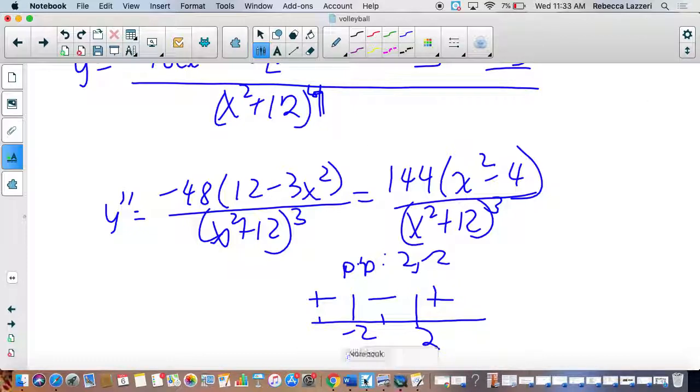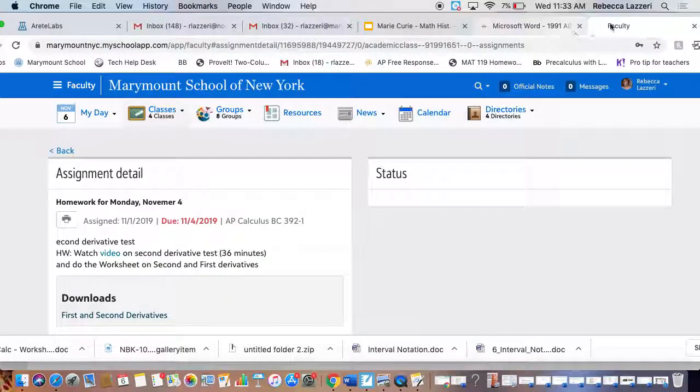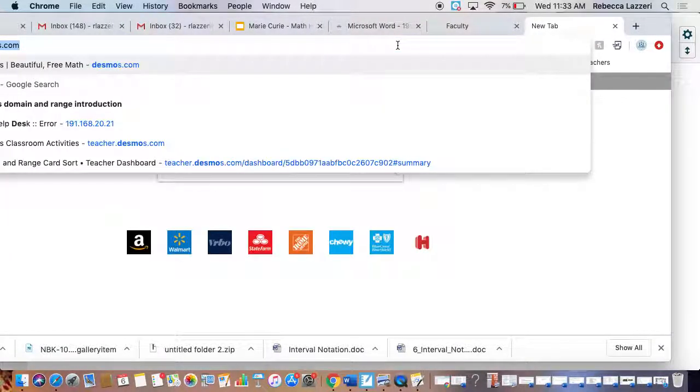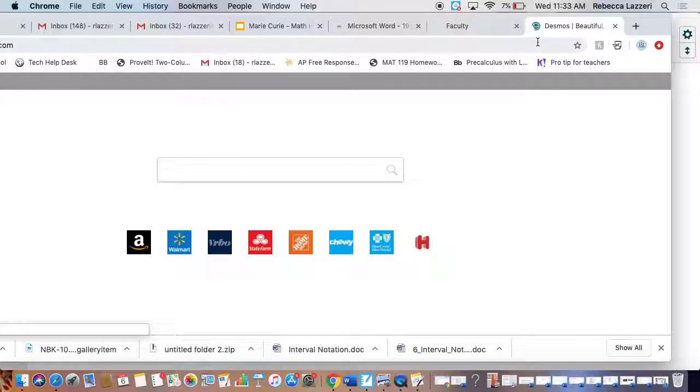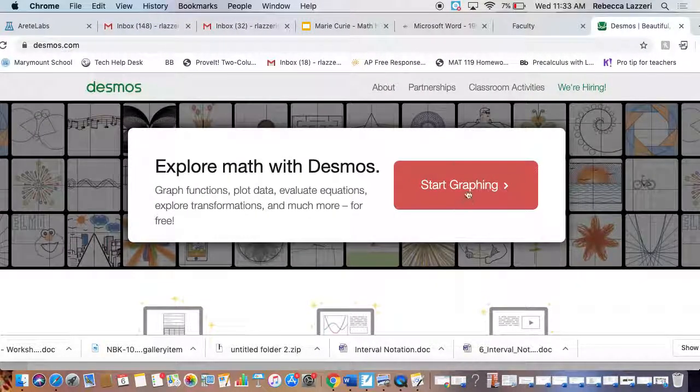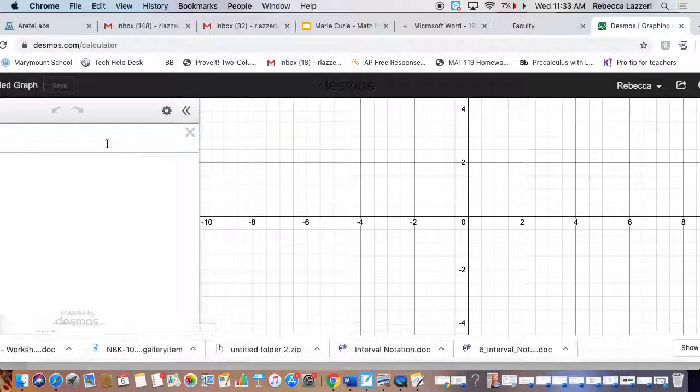I'm not going to fight with my graphing calculator. I'm just going to go into Desmos because I don't like fighting with the graphing calculator sometimes, but it's really cool to see this happen. What we talk about, hidden behavior. If I put in my function, what did I start with? 24 over x squared plus 12.